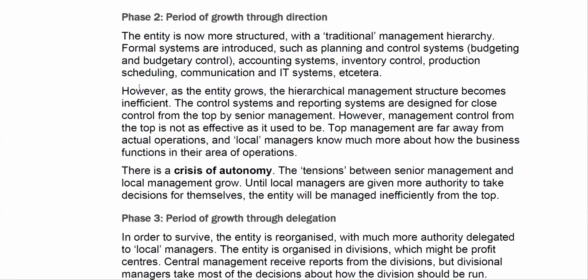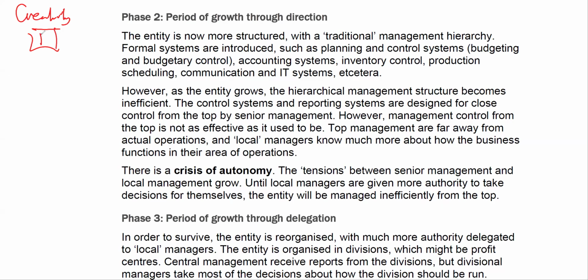Because you face the crisis of leadership, you have to now organize well, right? And now direct. So the entity is now more structured because we are trying to solve the crisis of leadership, right? With a traditional management hierarchy. So formal systems are now introduced, such as planning and control systems, budgeting and budgetary control, accounting systems, inventory control, production scheduling, communication, and IT systems, right? However, as the entity grows, the hierarchical management structure, which is the functional structure, becomes inefficient. So before, when you started with growth through creativity, your structure would have been like this.